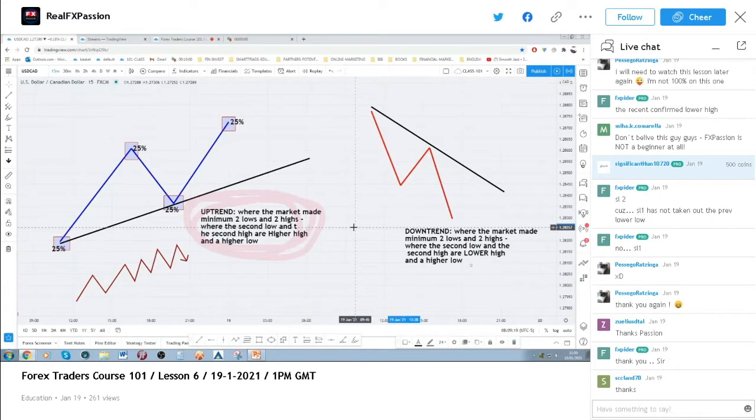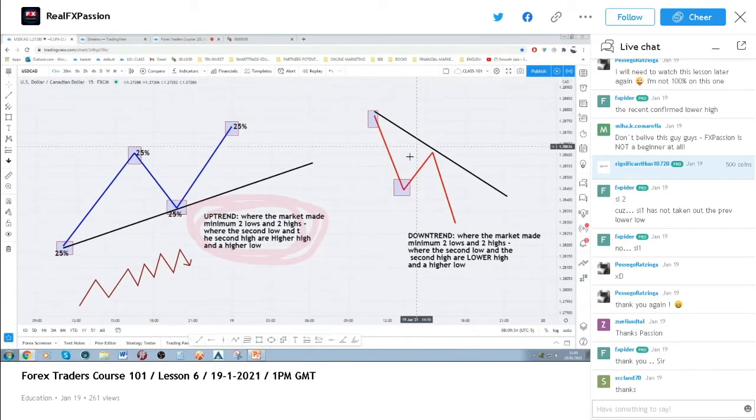Not everything is an uptrend and not everything is a downtrend. Great question, Spider. Would you please draw the preceding high to the first high? There are none. Everybody, you don't have a high.